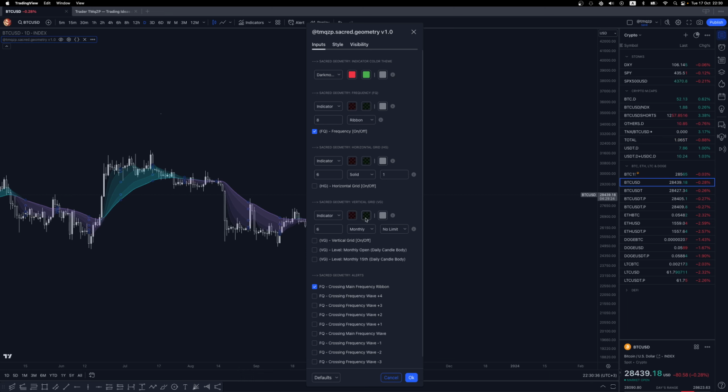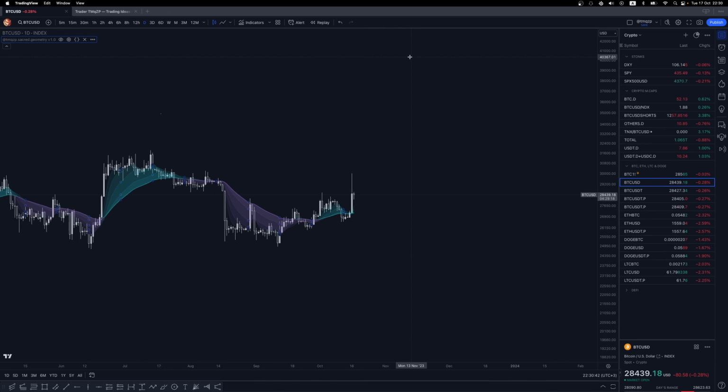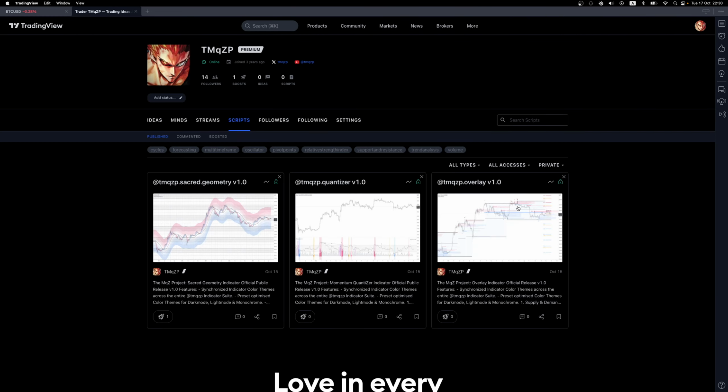So I will leave it here and sign off, and in the next video we will be covering the overlay, the last one of the 3. I might have to do this in 2 parts because this is the most complicated one, or at least the one with the most features.